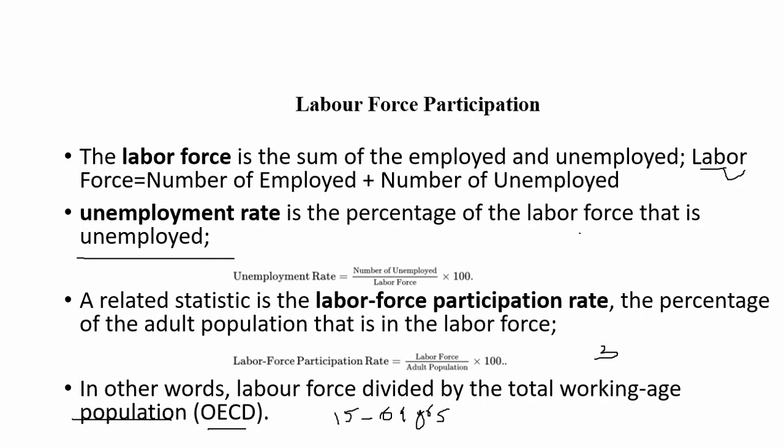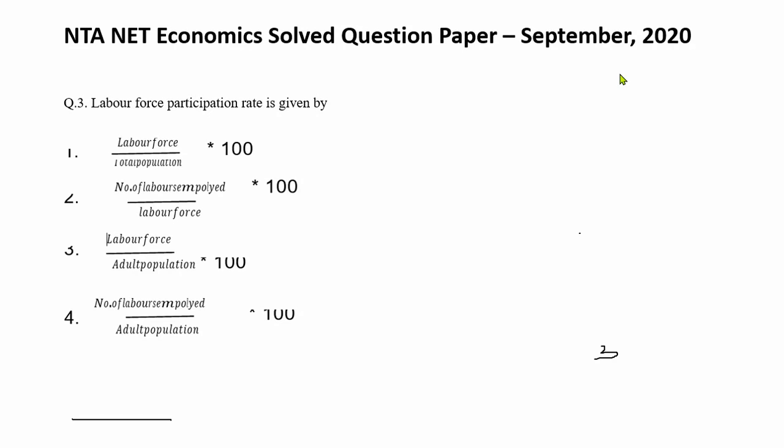So we have got our answer, that is, labor force participation rate equals labor force divided by adult population into 100. So we know that the answer is number 3.